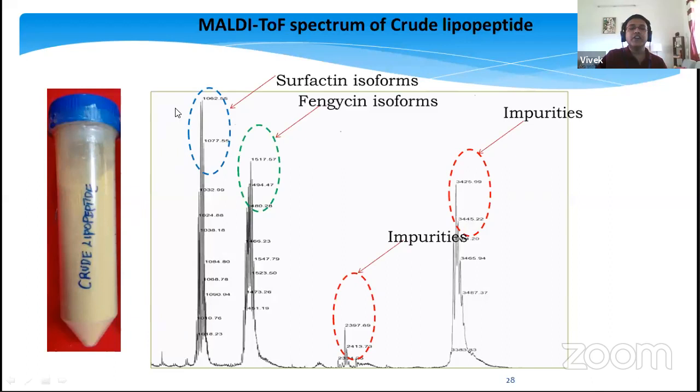So the MALDI-TOF analysis of the crude lipopeptide. This is the lipopeptide which is acid precipitated and lyophilized to dry powder. When subjected to MALDI-TOF analysis, it showed two compounds: one is surfactin and the other is fengycin. In addition to that, we found a lot of impurities.